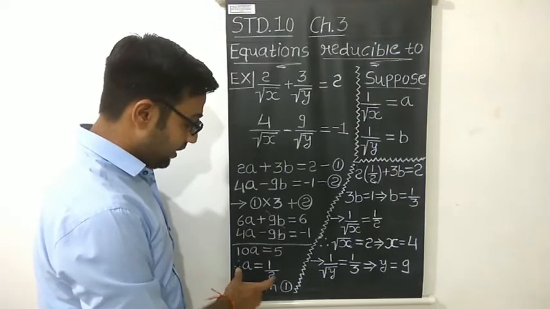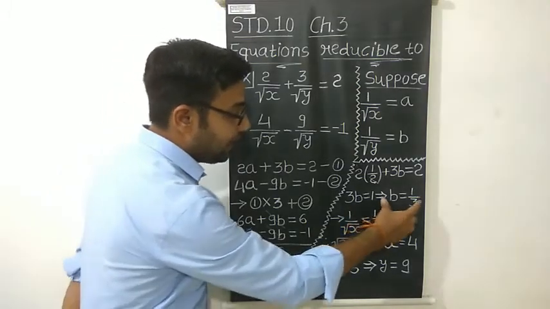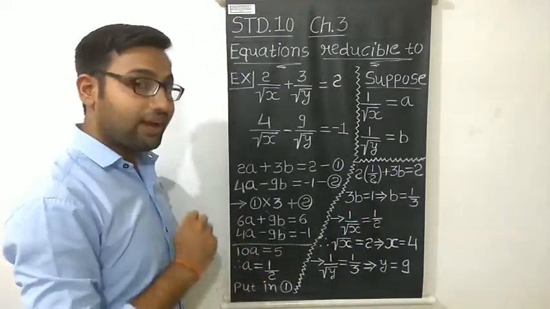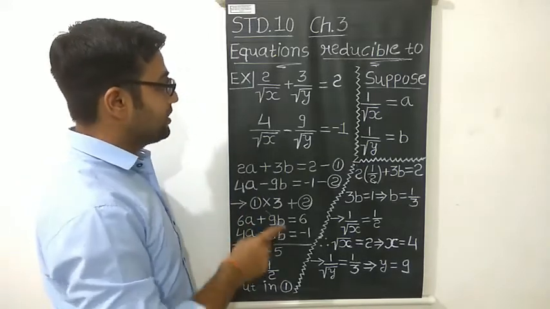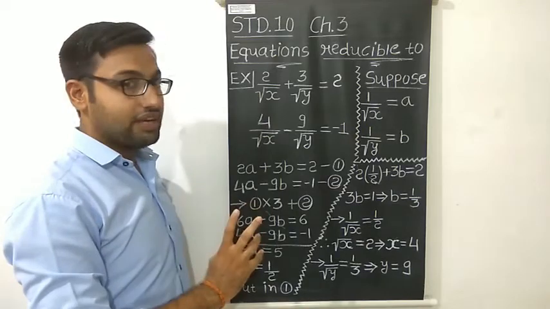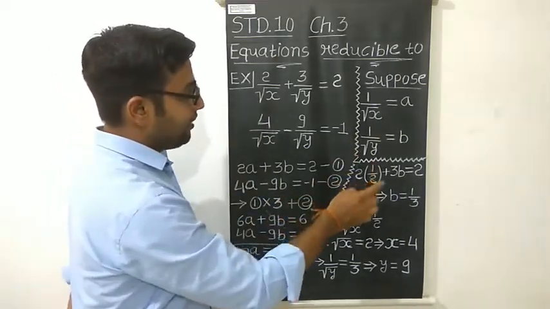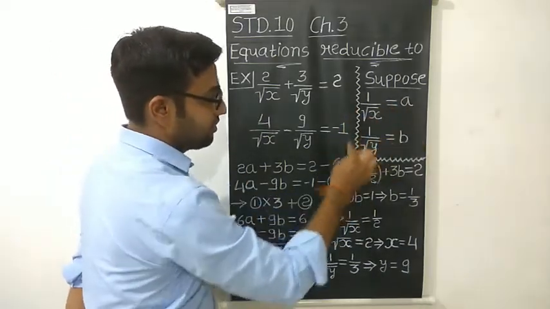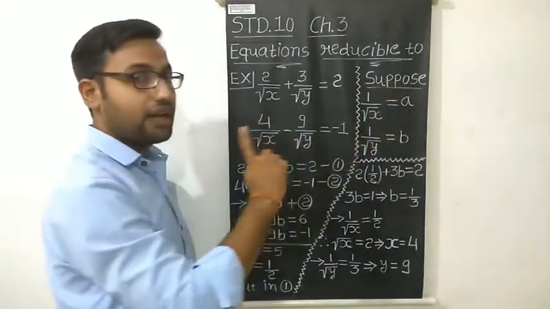Right? Now we have the values of variables a and b, but this is not the final answer, because in the question the variables are x and y. So now we will compare the values of a and b with what we supposed earlier.